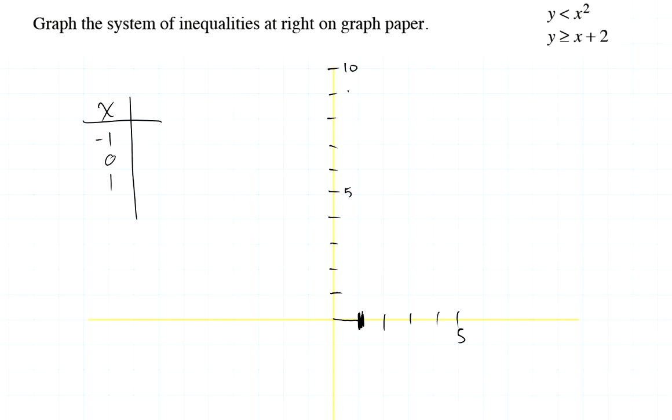And to find y, I'm going to square that, right? So I take x and I square it, and 1 squared is equal to 1. So this is a point that's on this curve. It's on the boundary line, y is equal to x squared. If I take 0 and I square it, I get 0. 0 times 0 is 0. So this is a point on the boundary curve.